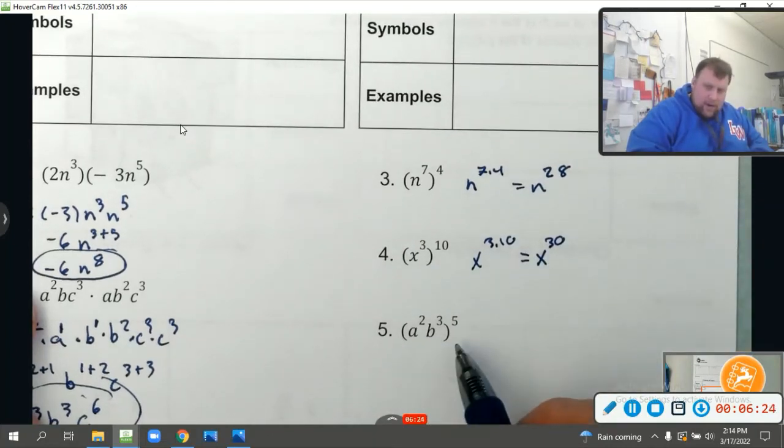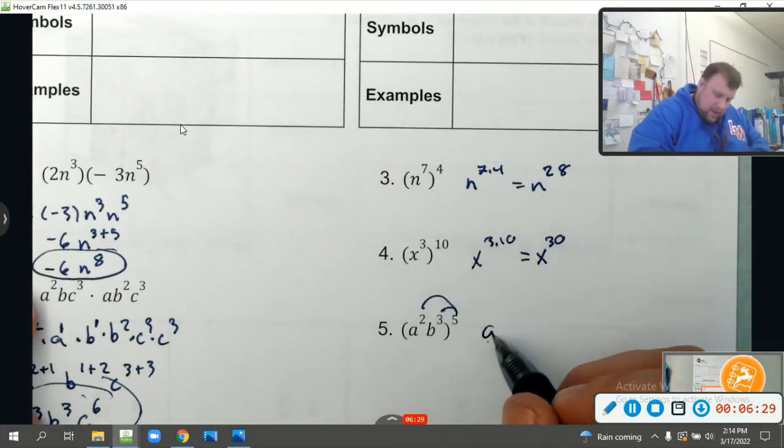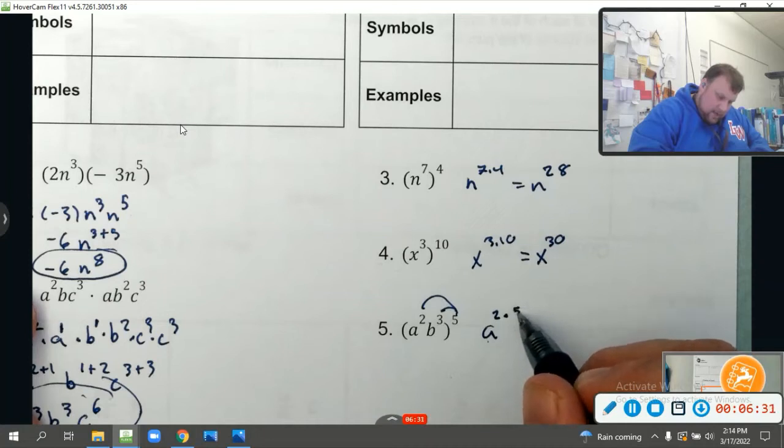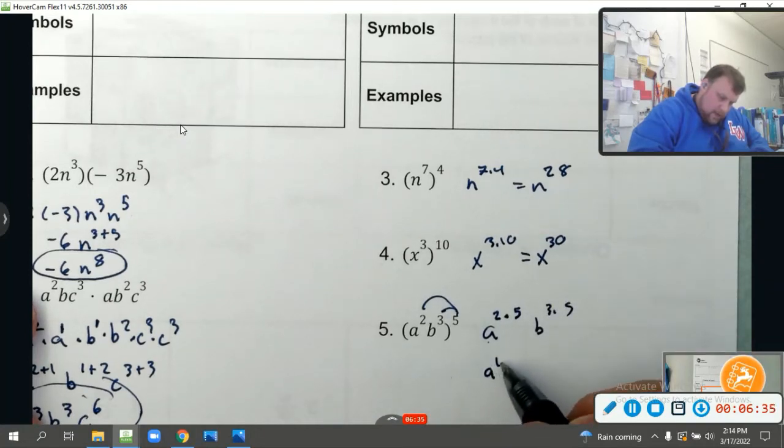And down here, just do it times 8. We're going to distribute that 5, right? So it's going to be a to the 2 times 5, b to the 3 times 5, or a to the 10th, b to the 15th.